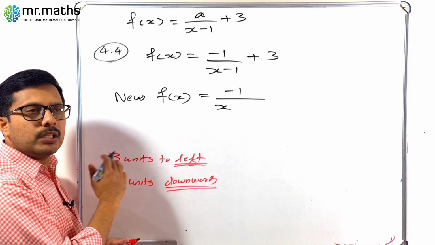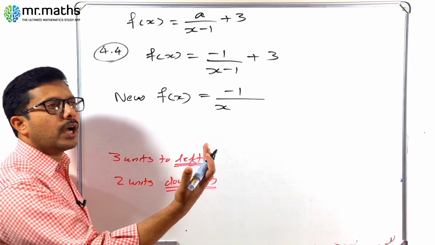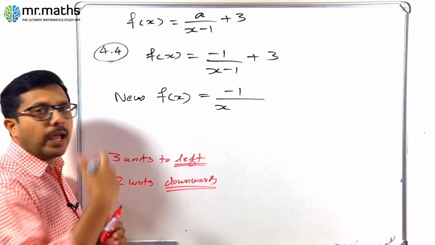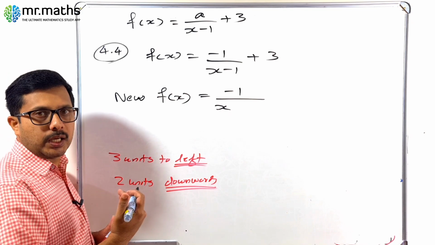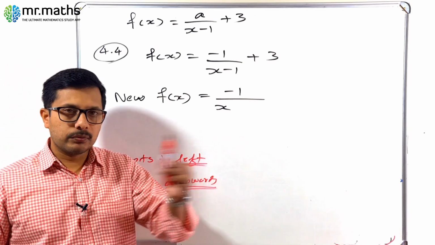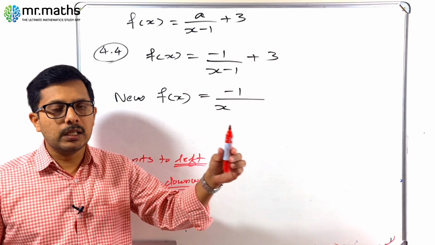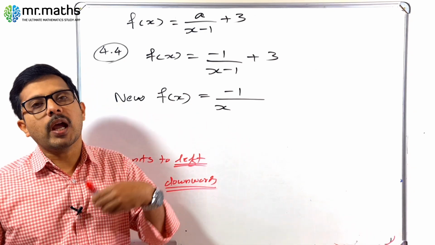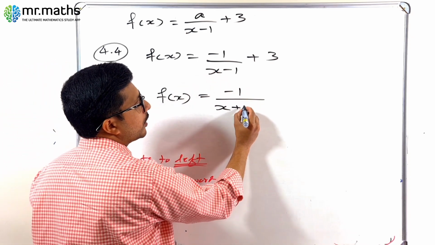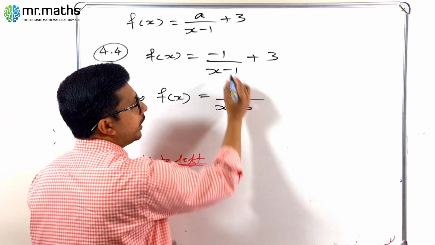To the left means normally we are thinking -3. It's not like that. When a graph is moving 3 units to the left, you are supposed to add that number, not subtract. Just the opposite of what we are thinking. Normally 3 units to the left means we are supposed to minus, am I right? But it's not like that. 3 units to the left means you have to add to the x value. So to this x you have to add 3.